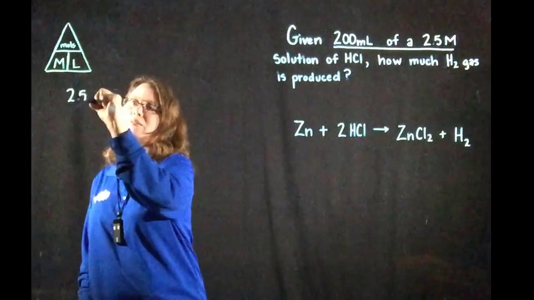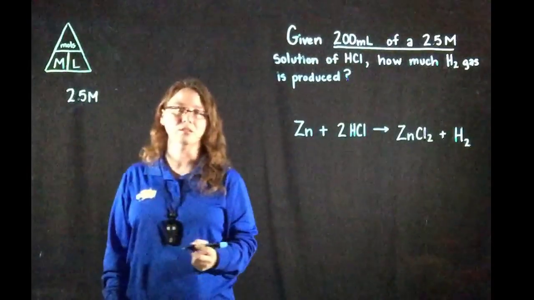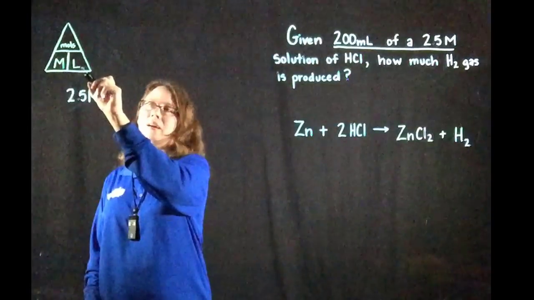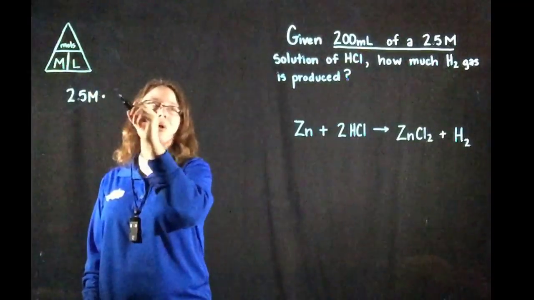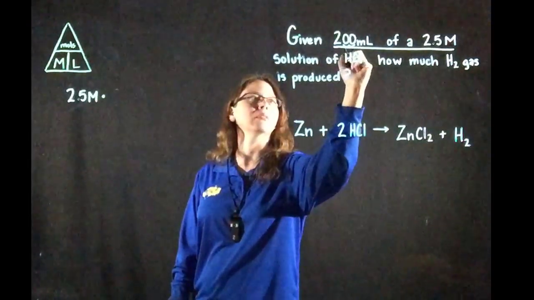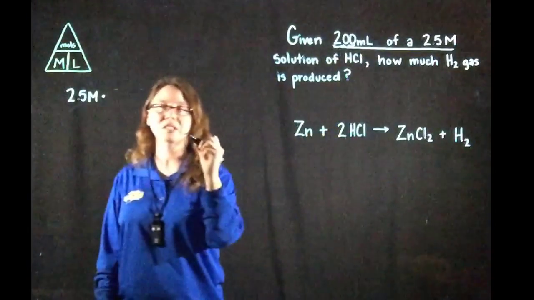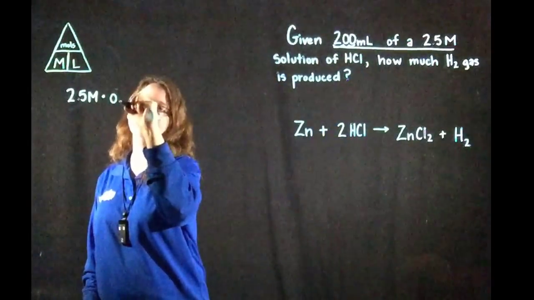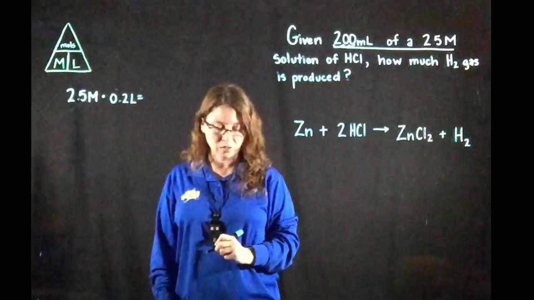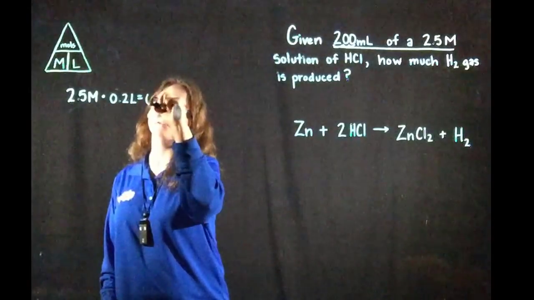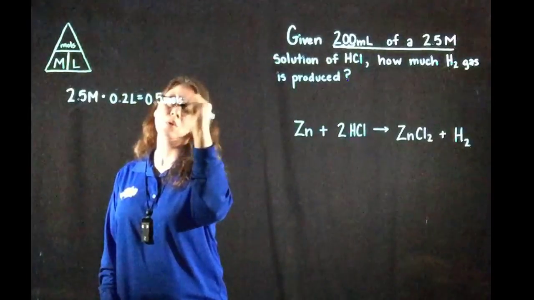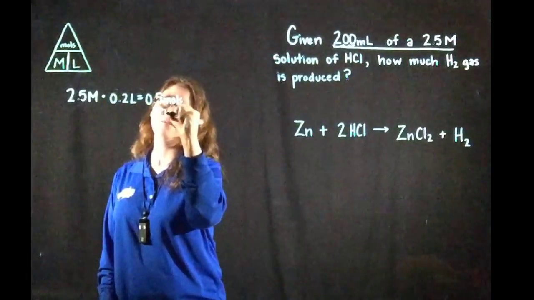So 2.5 M, that's my concentration, times, and remember, I need my amount to be in liters, so I'm going to take 200 and divide it by 1,000, or I can just move the decimal back 3 spaces, and I should get 0.2 liters. And when I multiply those two things together, I get 0.5 moles of hydrochloric acid.